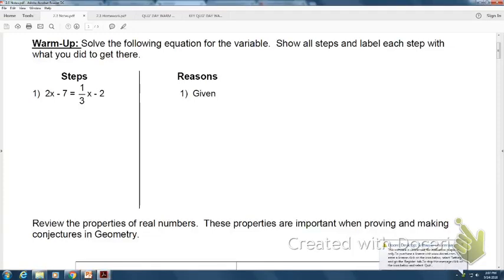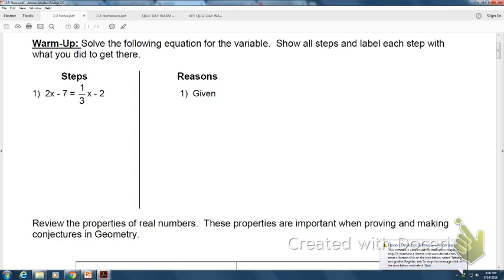First one. I have the equation 2x minus 7 equals 1/3 x minus 2. The reason for the first row is always going to be your given. If you know nothing else, you can at least get points by always stating your given. So the first row of your proof will always be what they give you, and the reason will be given. You will always write given for number 1. Then you just start solving.